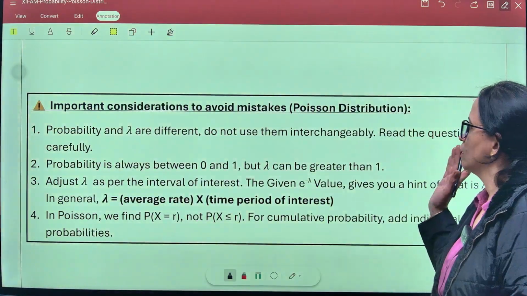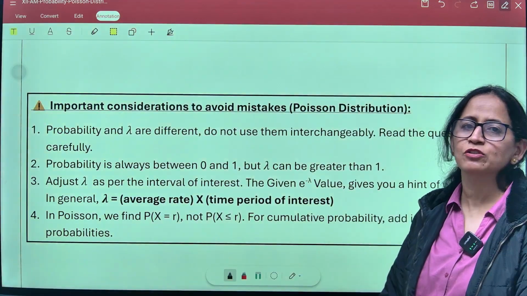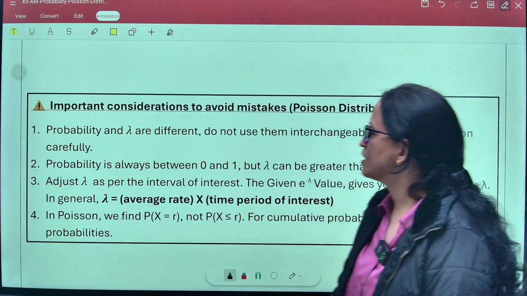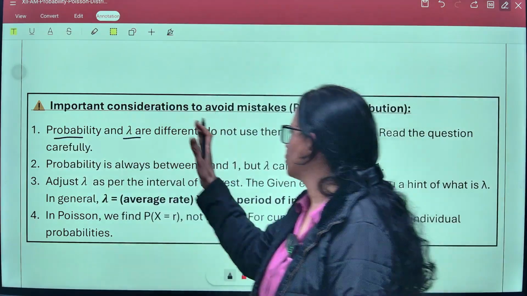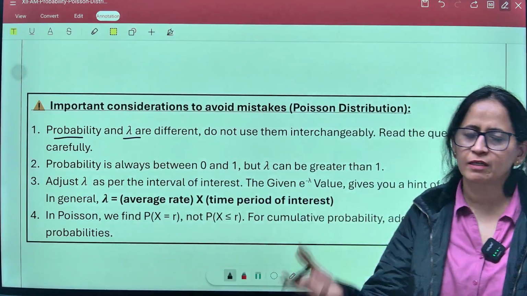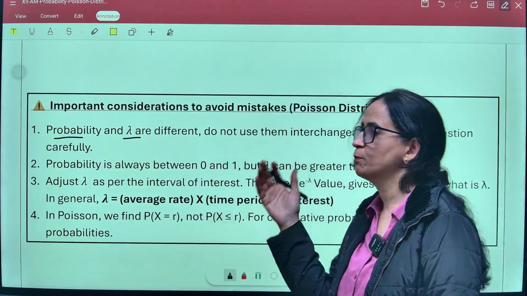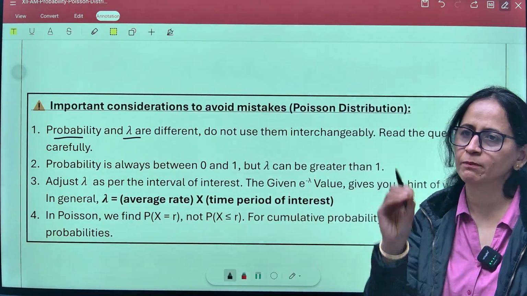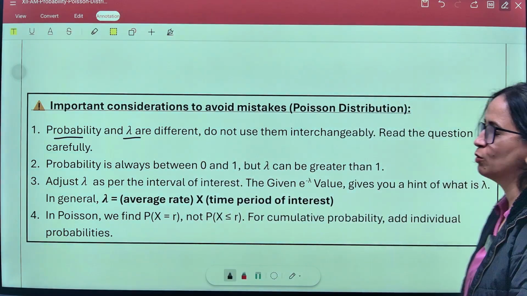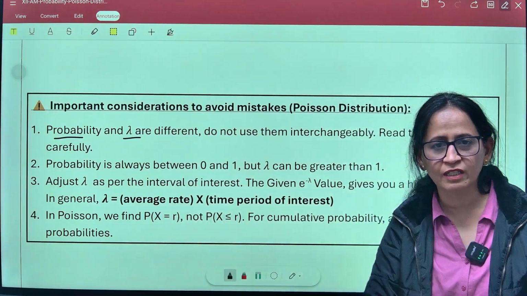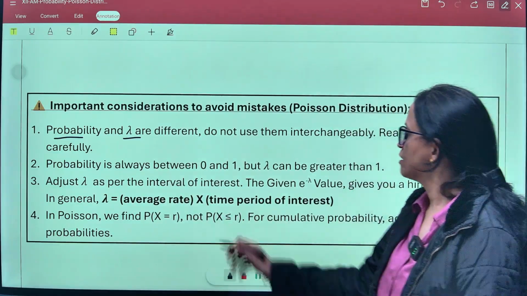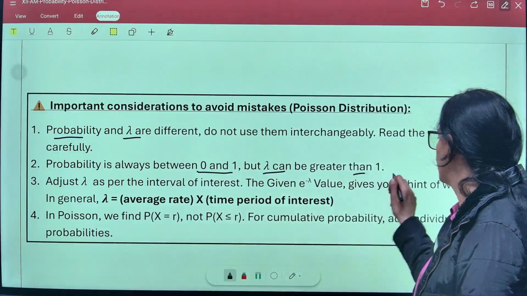So, now what are the common mistakes that children make while doing questions related to probability, that is Poisson distribution? So, the first thing is you need to understand that probability and lambda are two different things. Probability is the likelihood of an event and lambda is the product of n into p. Sample space multiplied by probability is lambda. So, probability is different from what is given to you. If the rate of something is given to you, read the question very carefully and understand what is given, whether lambda or probability is given. Probability is between 0 and 1, whereas lambda can have a value greater than 1.